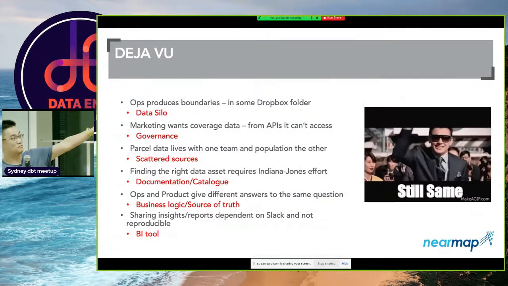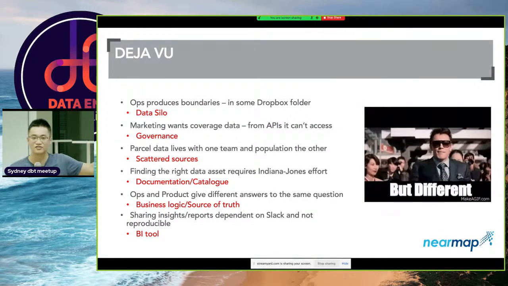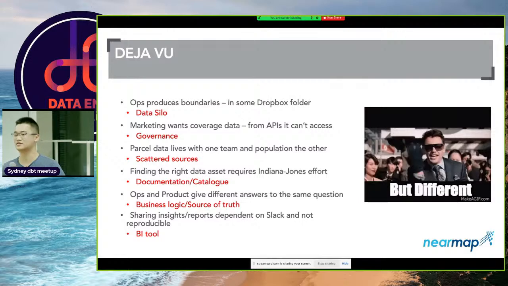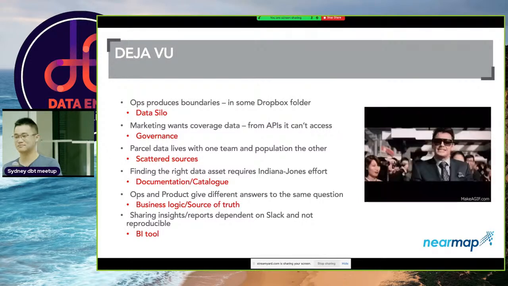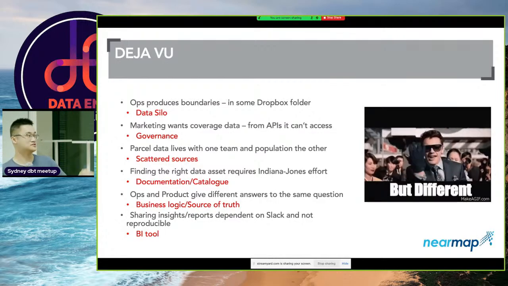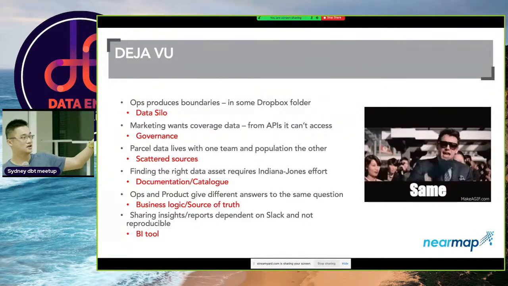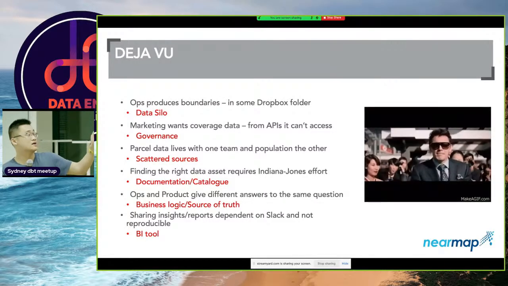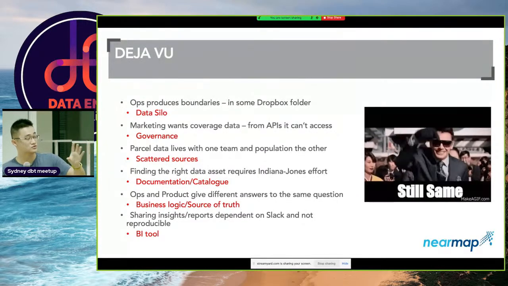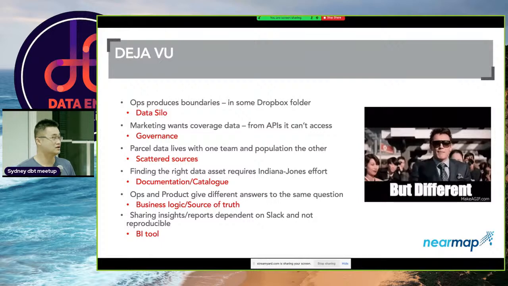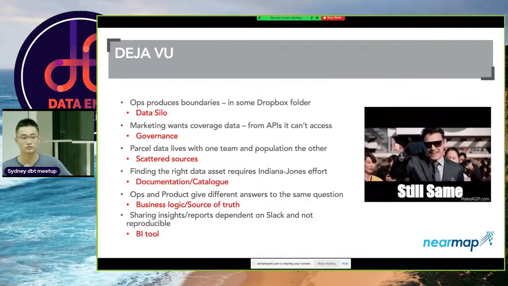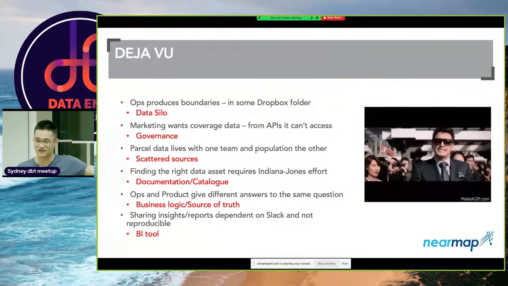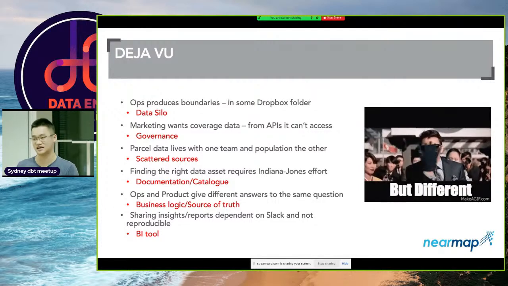So again, all these issues are things that we in the data analytics world, in the data engineering world, actually work on day in, day out. These are the most typical business issues or business questions. We have data silos, governance, scattered sources, documentation and cataloging, lack of a single source of truth, curating business logic, and lack of a good tool for people to share insights and reports. So this is nothing new, just like James Franco there, same, different, but still the same.